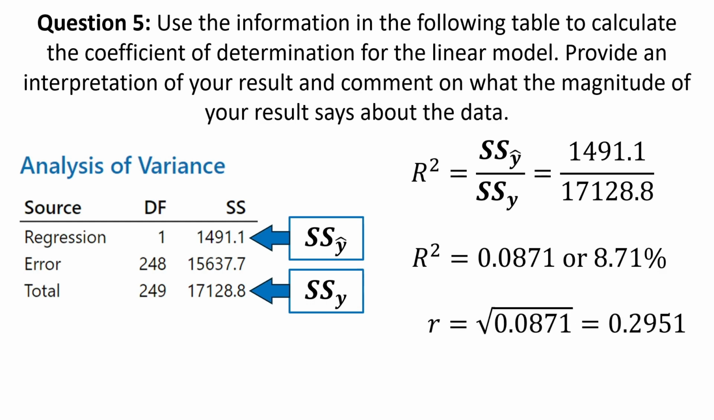From this, we can easily calculate the correlation coefficient. It's just the square root of r squared. Don't forget, when you take the square root, that r squared should be in decimal form, not percentage form, if that makes sense. And so here we can see our correlation coefficient is pretty low, and that makes sense because there's a lot of scatter in the data.